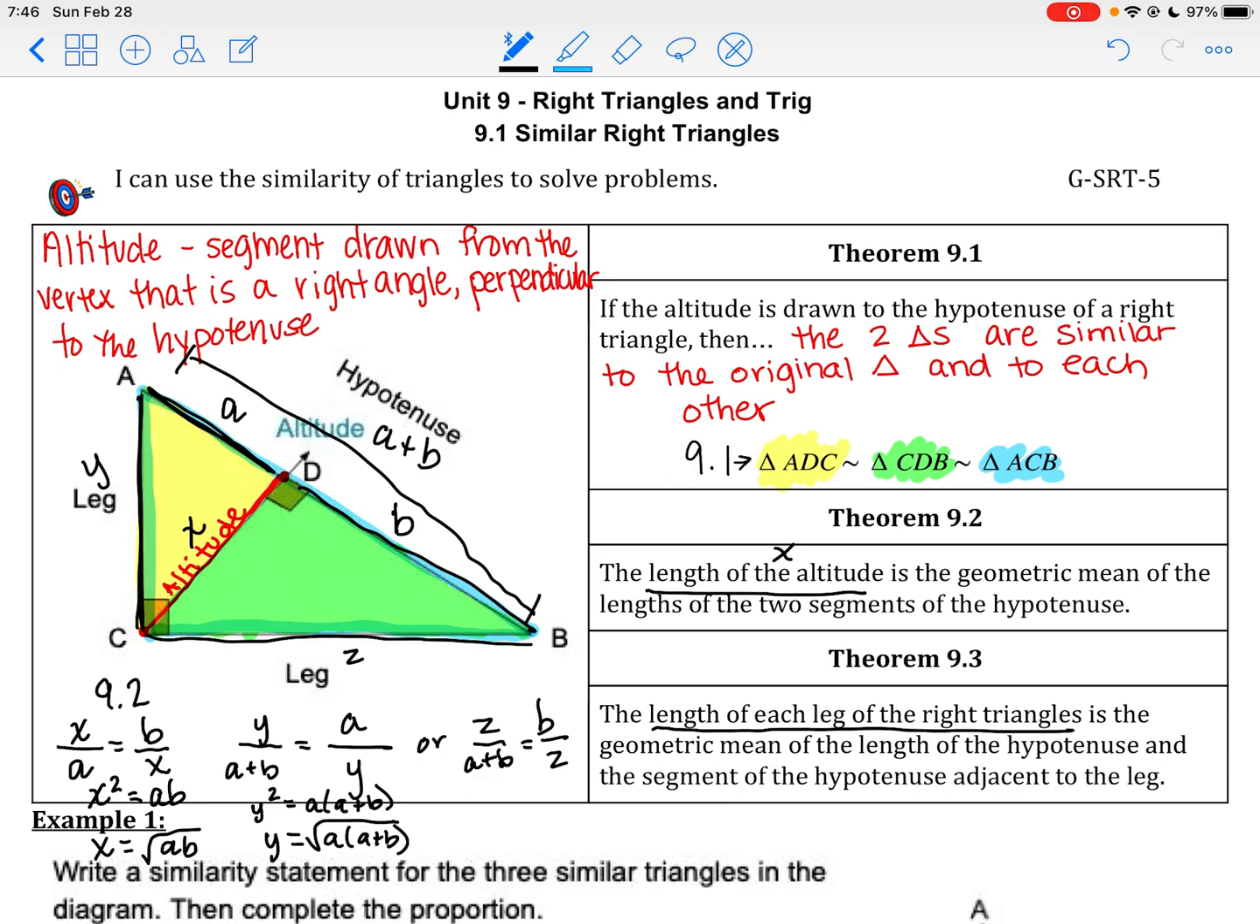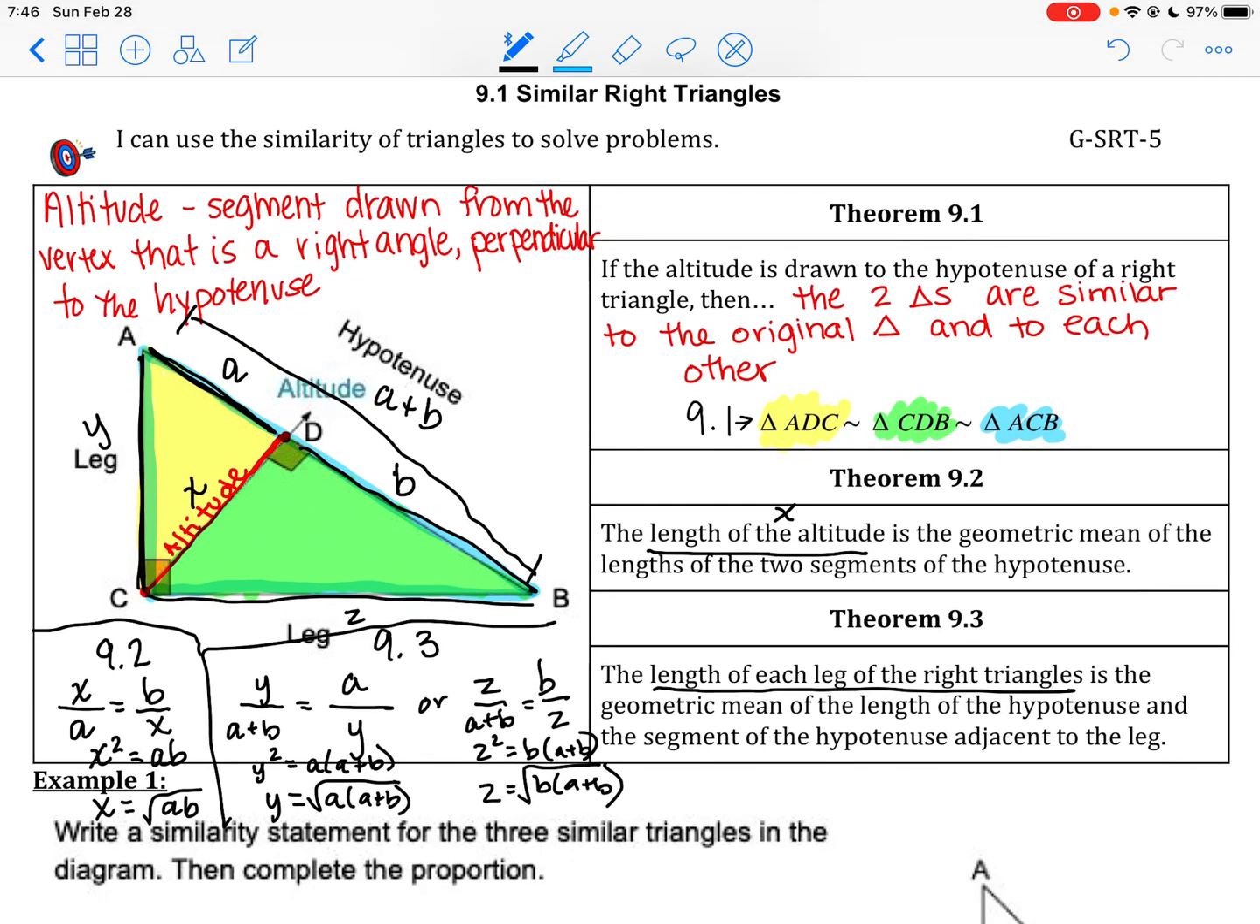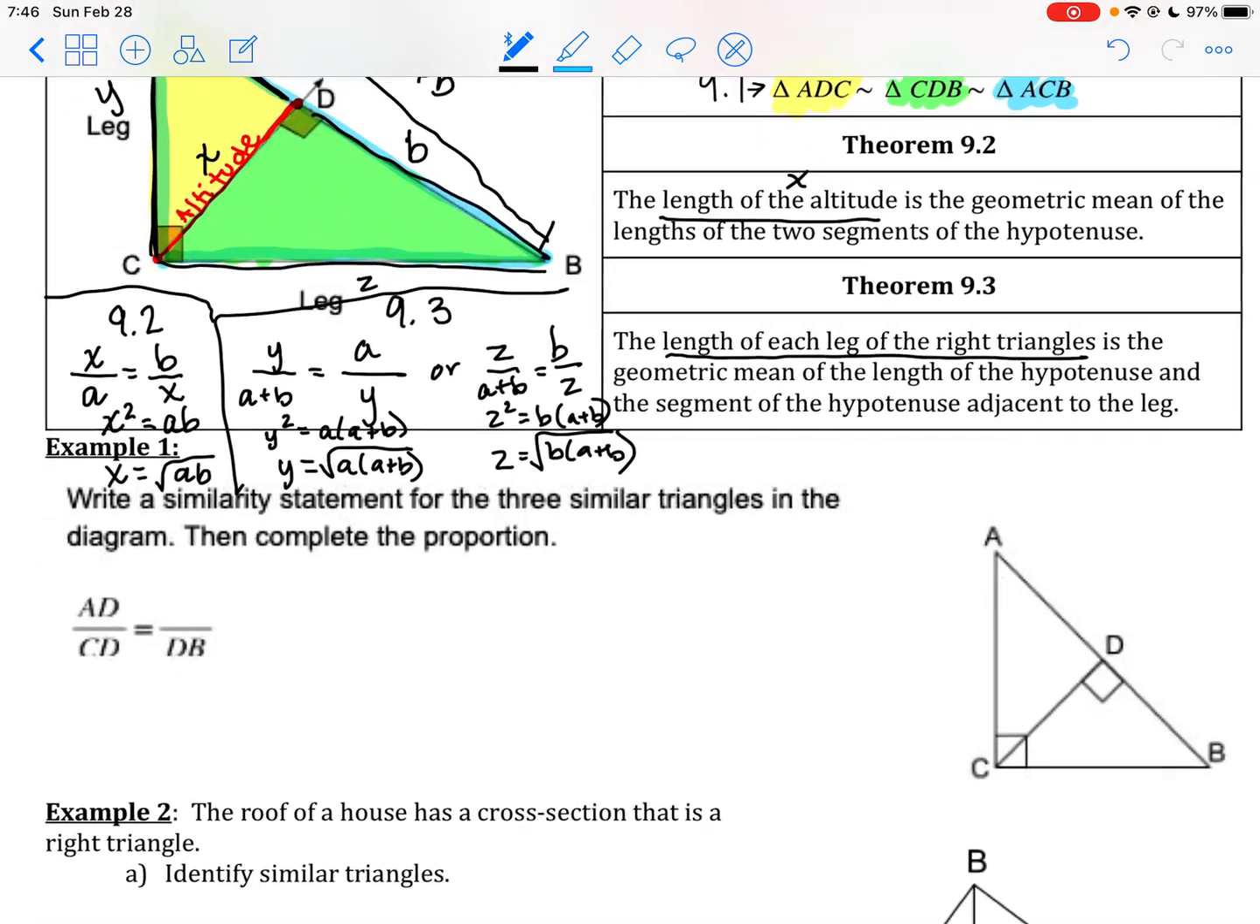And for z, that would be z squared equals b times a plus b, or z is the square root of that product. So these geometric means are coming back, and that's how we're going to use them. Oops, so this is theorem 9.3 for these pieces, and that one is theorem 9.2. So we just need to identify what we're looking at, what we need to write down whenever we start a problem.